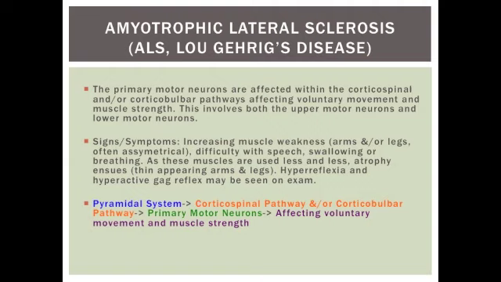Amyotrophic lateral sclerosis, also known as Lou Gehrig's disease, is a progressive neurodegenerative disease of the nerve cells of the brain and spinal cord controlling voluntary muscle movement. Patients with this disease may eventually become totally paralyzed, resulting in death. The primary motor neurons are affected within the corticospinal and/or corticobulbar pathways, affecting voluntary movement and muscle strength. This involves both the upper motor neurons and lower motor neurons.